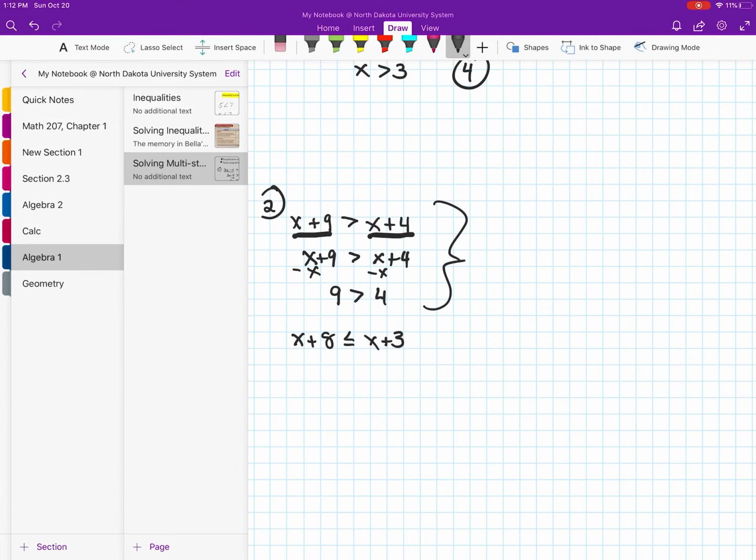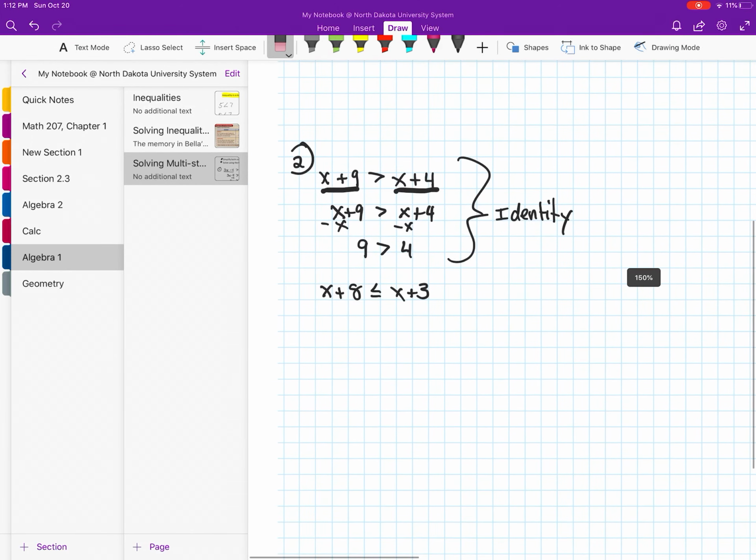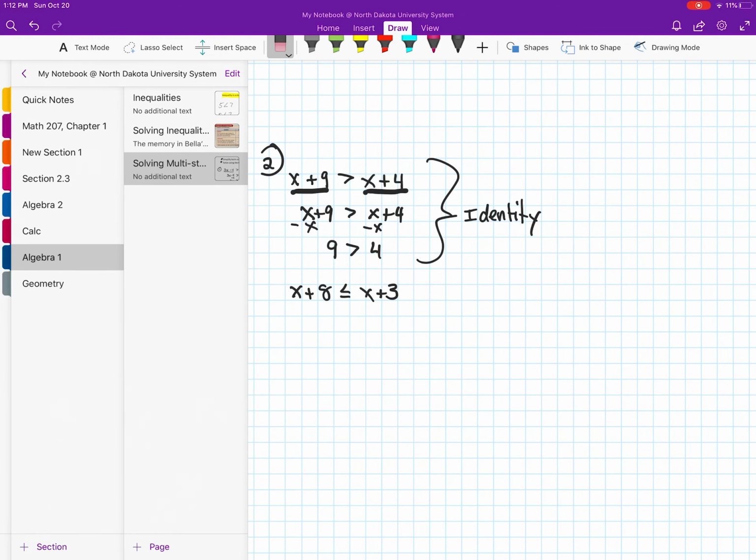What kind of inequality is this? What do you think? From what you know about equations, doesn't that kind of look like an identity? Yeah, it turns out we can have identities in inequalities too. That's pretty cool, right?